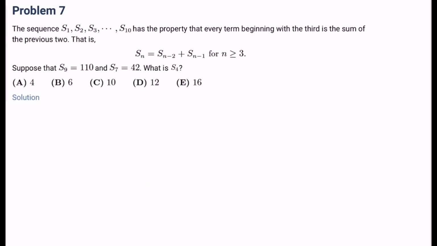Number 7: the sequence S1, S2, S3, all the way to S10, has the property that every term beginning with the third is the sum of the previous two.